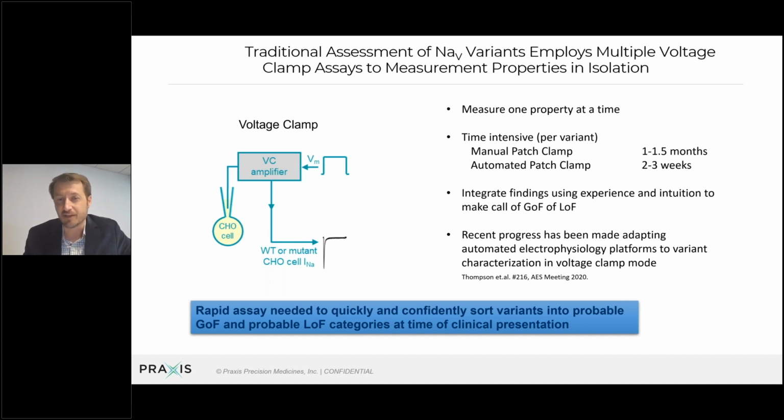There have been some recent advances moving this to automated patch clamp, and I'm just calling out work from the George lab that was presented at the AES meeting in 2020, where they specifically looked at a large panel of NaV1.2 variants using a SyncroPatch assay. This dramatically increases the speed, which is great, but it is an automated instrument, so it does have its limitations as well. It is more difficult to do pharmacology on this instrument, as you'll see, and it does still take on the order of weeks to do this. As we noted, you really take your findings from all these voltage clamp paradigms, and you take your experience to infer how you should make the call for gain of function or loss of function.